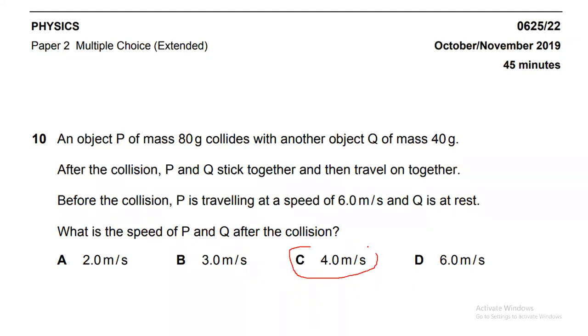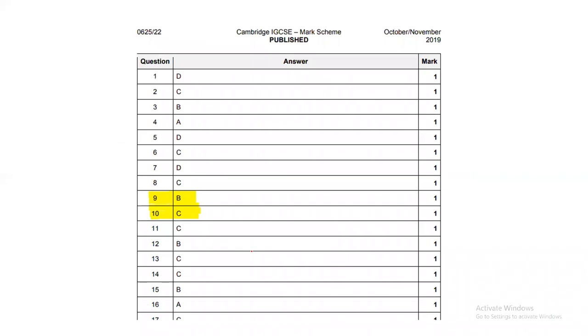So we have this C choice. Question number 10, C is the right option. Yes.